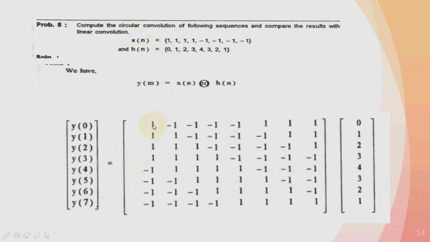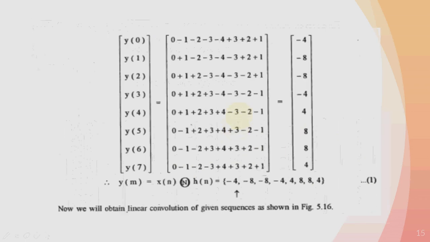So this is the x of n. Shift the signal 6 times, 7 times, so you will get this matrix. And this is the h of n, that is the multiplied matrix 0 1 2 3 4 3 2 1. So multiply these two, so you will get this multiplication operation, and at the end you will get the output minus 4 minus 8 minus 8 minus 4 4 8 8 4.